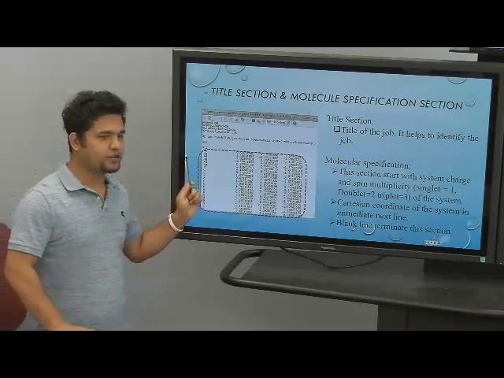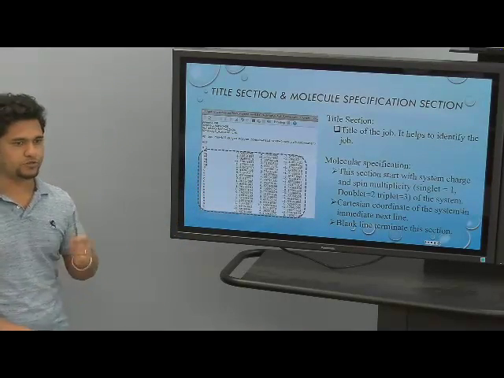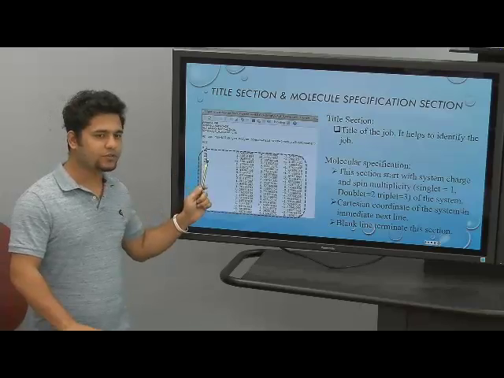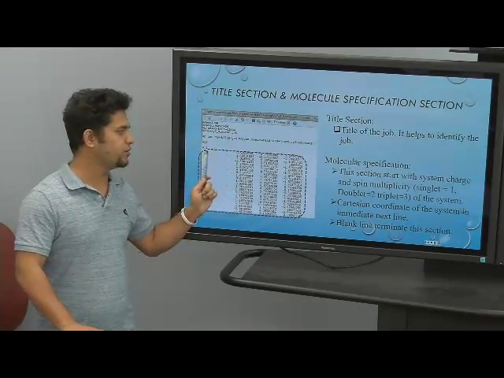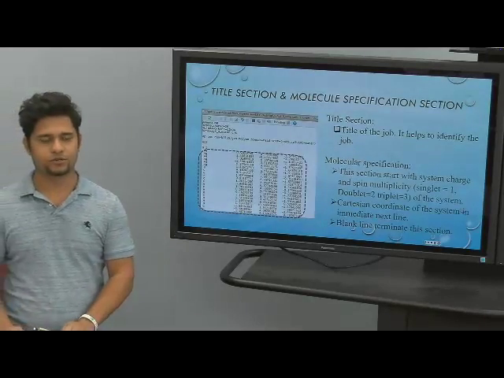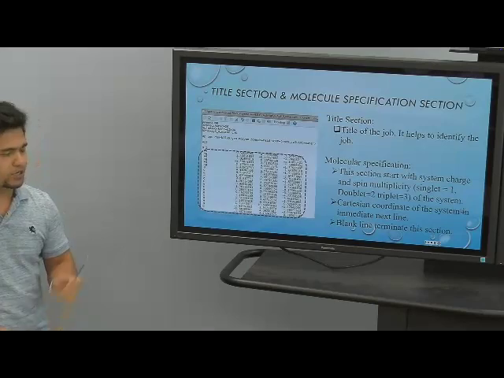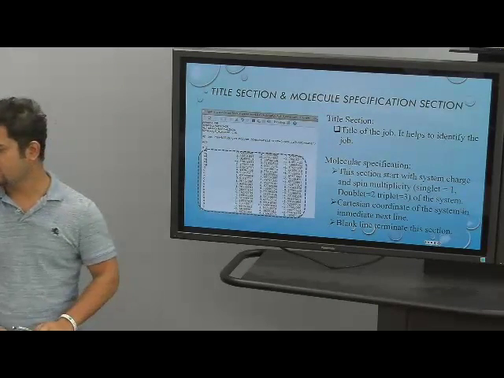The first number indicates the charge of the system. It may be 0, -1, +1, or +2, whatever the charge of the system is. Then a space, and the second number indicates the multiplicity of that system. It may be singlet, doublet, or triplet: 1 for singlet, 2 for doublet, and 3 for triplet.